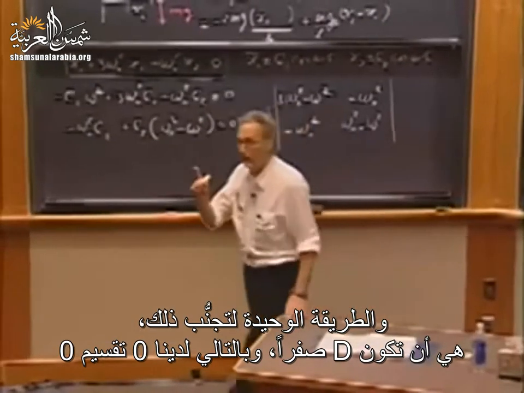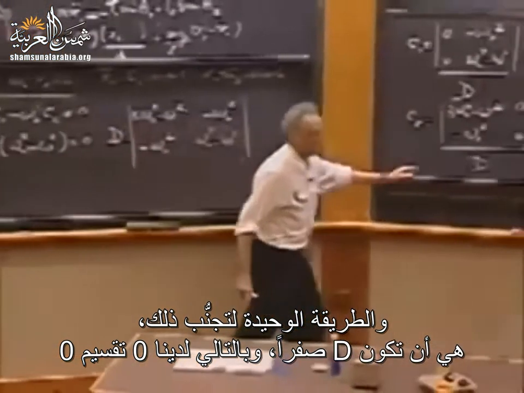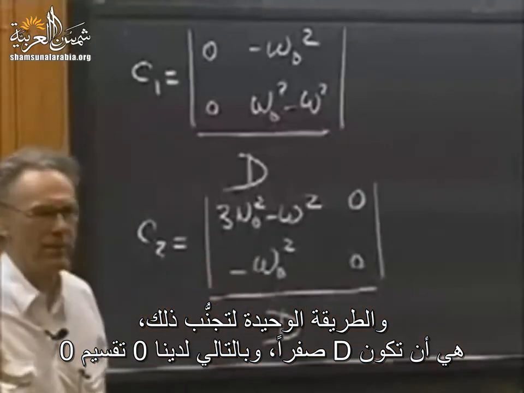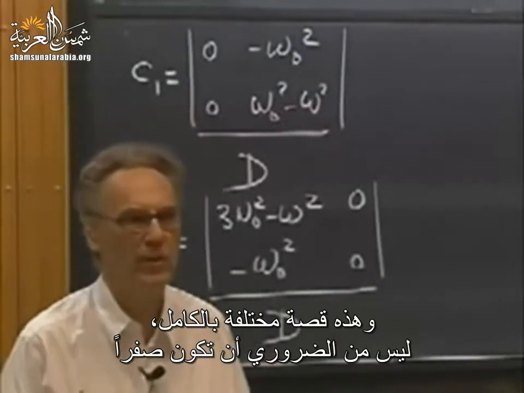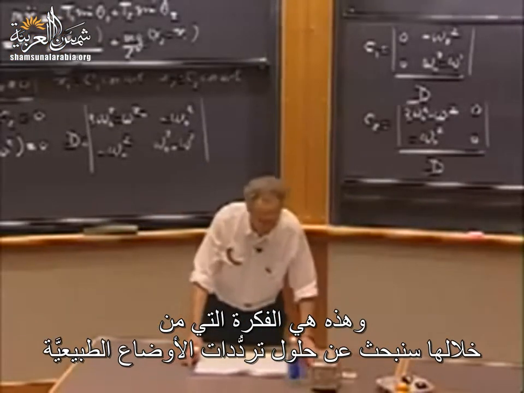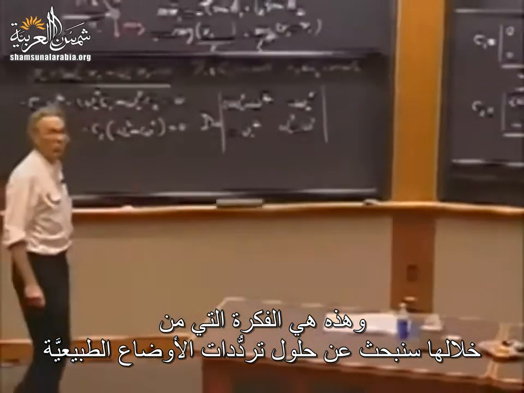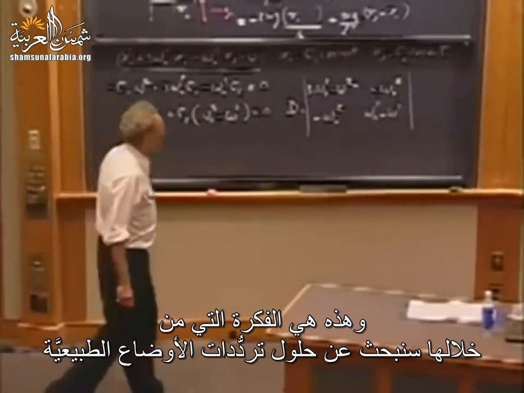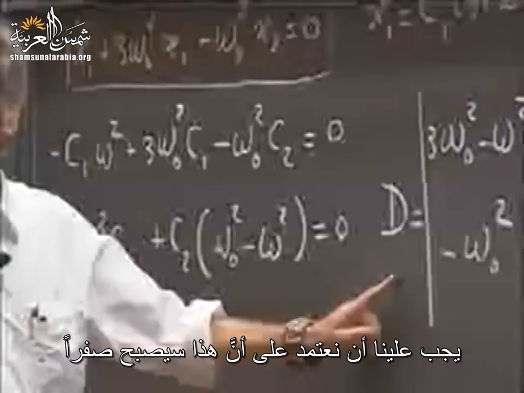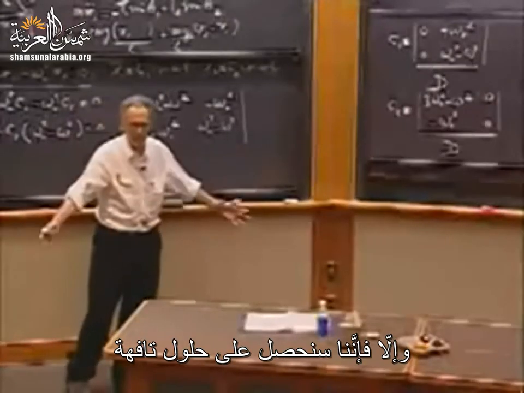The only way that we can avoid that is to demand that D becomes 0. Because now you get 0 divided by 0, and that's a whole different story. That's not necessarily 0. And that is the idea behind getting the solutions for the normal mode frequencies. So we must demand, in this case, that this becomes 0. Otherwise you get trivial solutions which are of no interest.